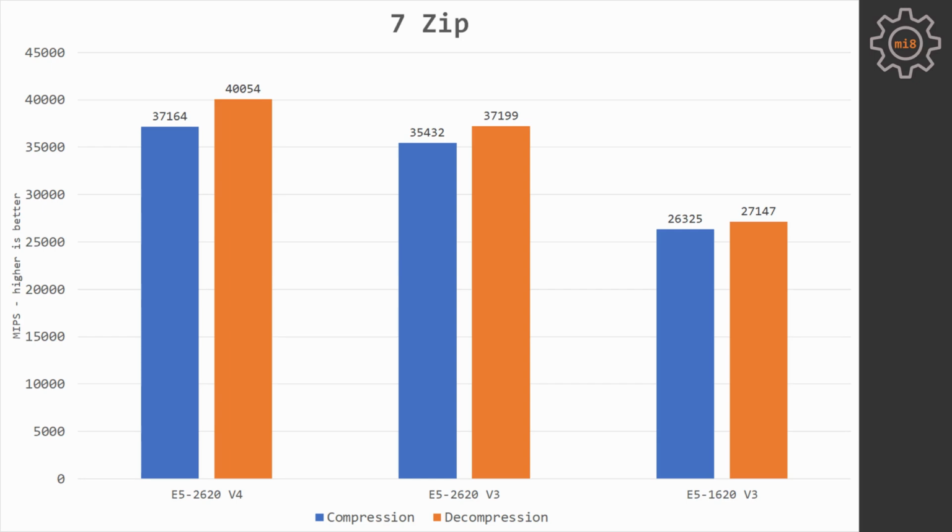7-zip compression and decompression. Here, E5-1620 V3 takes the last place. It's about 25% slower than E5-2620 V3. E5-2620 V4 is about 5-8% faster than its V3 equivalent.